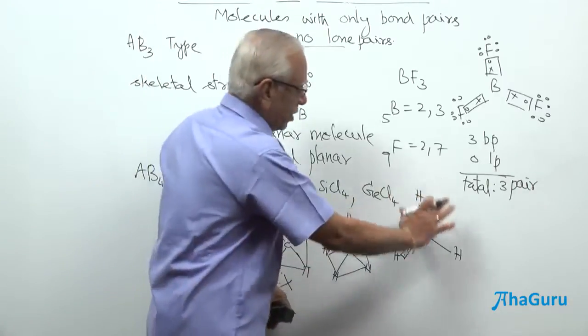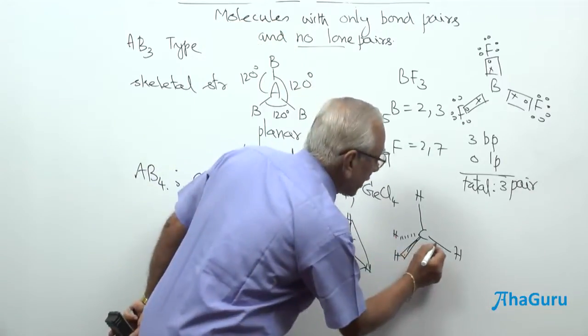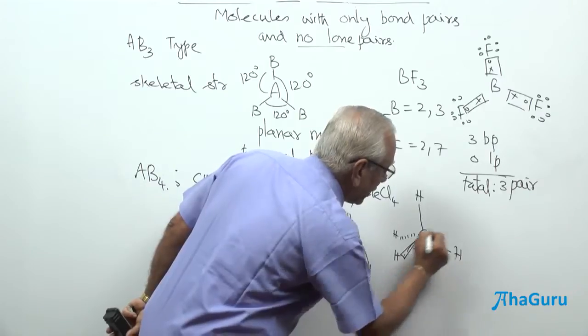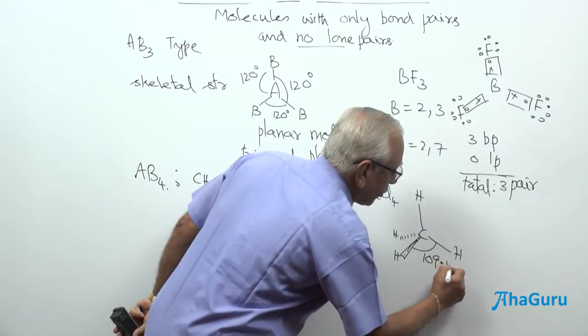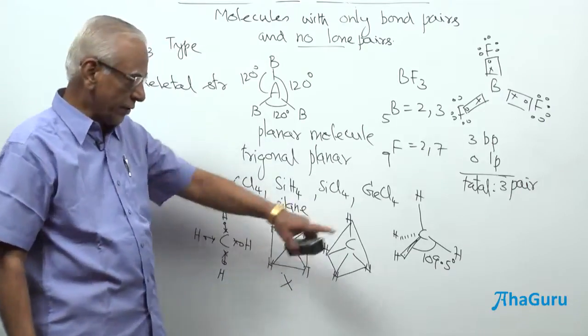And this three-dimensional network is going to be tetrahedral. If you measure the bond angle, every bond angle between any two hydrogen atoms will be 109.5 degrees, and that is called the tetrahedral angle. That is the tetrahedral angle.